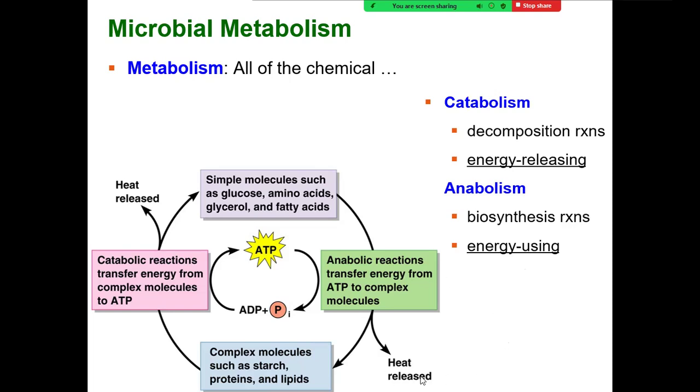No question about the heat being released? The second law of thermodynamics states that any form of energy, such as glucose, changed to another form of energy, such as starch, will give off heat. So some of that energy will be given off as heat. And heat is always given off whenever energy stored in one form is converted to another form. Any questions about any of that?